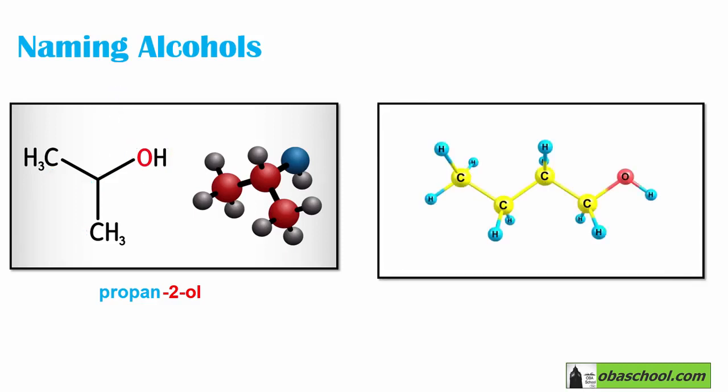In this case, we have four carbon atoms in the main chain. So it's a butane. We will remove the E and we will add the suffix -ol because we have an OH group. However, we have to indicate the position of the hydroxyl group. In this case, it's bonded to the first carbon atom. So we will write butan-1-ol. So this means that the hydroxyl group is attached to the first carbon atom of butane.